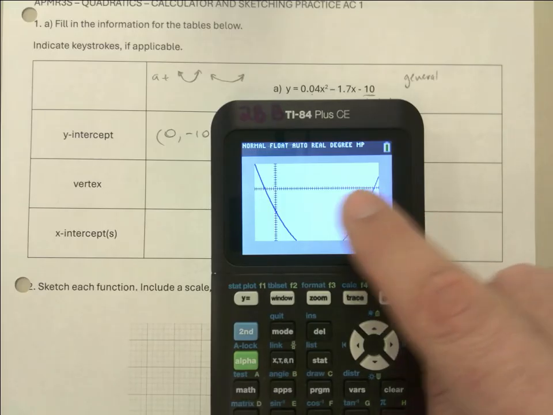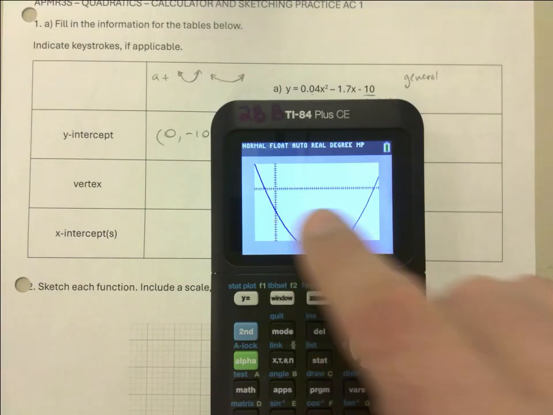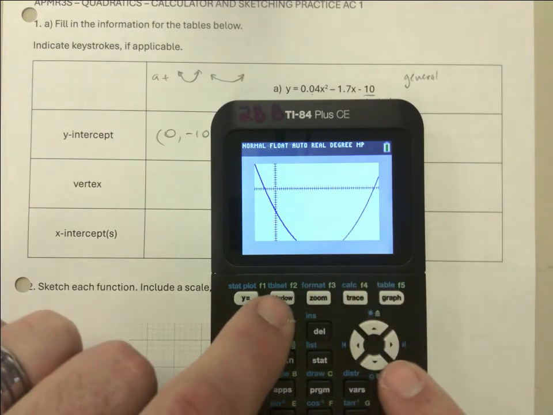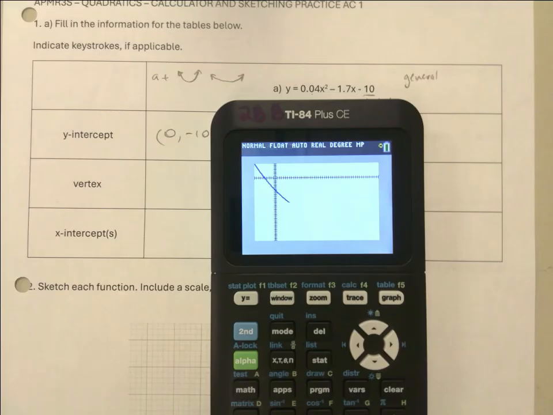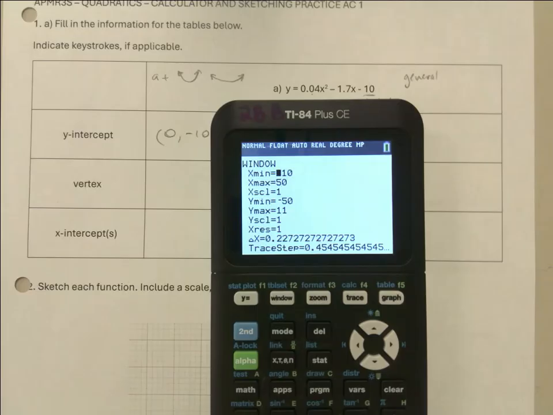So I've got that x-intercept, the y-intercept. I still need the vertex. So what do I need to change? Y-min. I'm going to double it. There we go. That is a pretty good graph. I can live with that. I see everything. Okay? So just one more time for you to see what my window settings are.